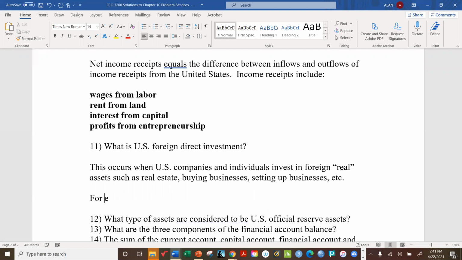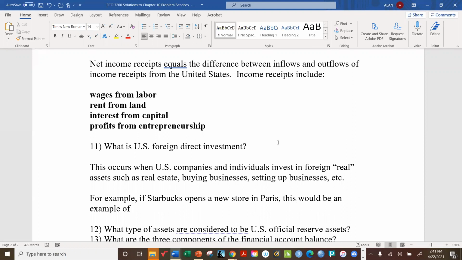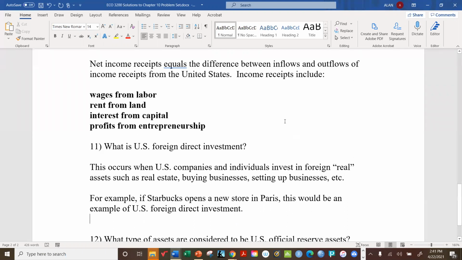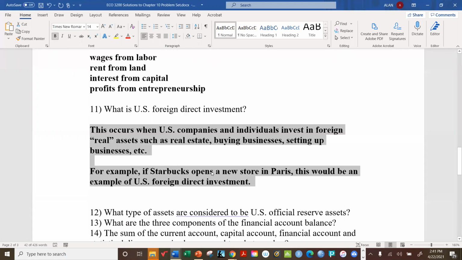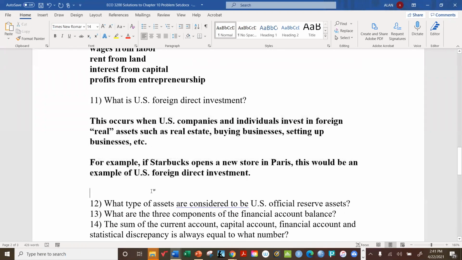So for example, if Starbucks opens a new store in Paris, this would be an example of U.S. foreign direct investment. Because they're not buying stocks and bonds, they're buying physical goods and services. Well, physical goods, I should say. In other words, the actual store itself is the direct investment.